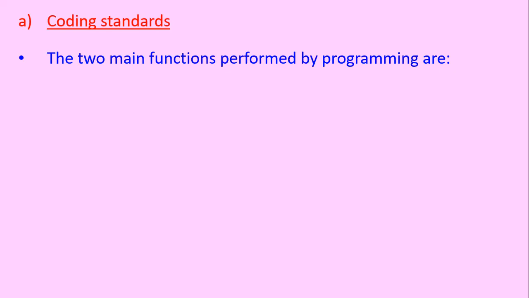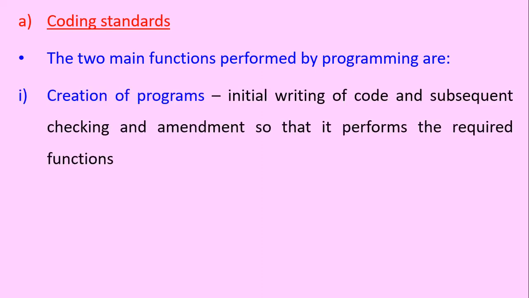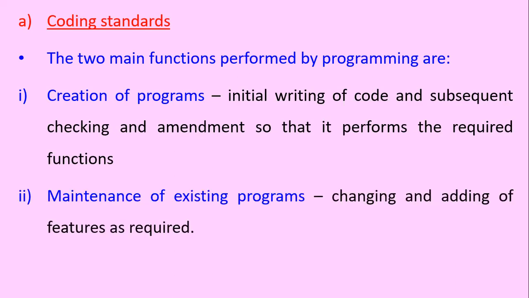The two main functions performed by programming are, number one, creation of programs. In this case, there is initial writing of code and subsequent checking and amendments so that it performs the required functions. Number two is maintenance of existing programs. In this case, the programmer makes changes and adds any features that are required.